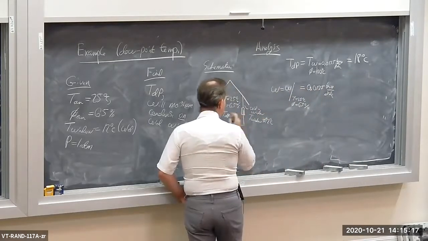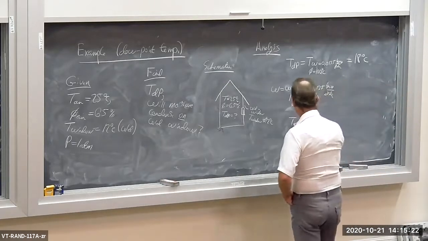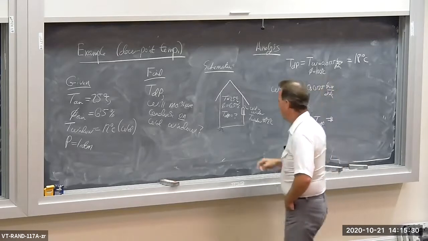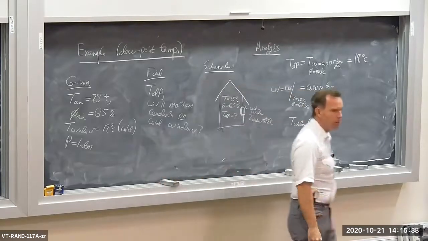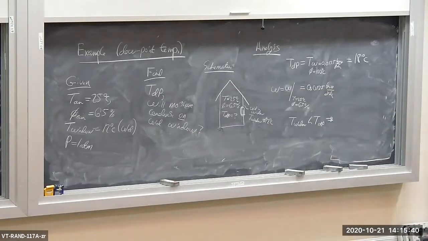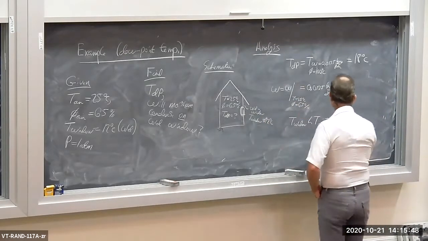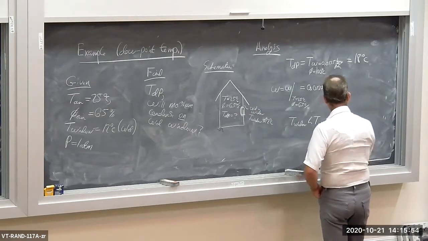Now, the window is at 12 degrees. So T window is less than the dew point temperature. That means the air around the window is colder than the dew point temperature. That means the moisture is going to start condensing on the nearest surface. What's the nearest surface? The pane of glass on the window. So we're going to get condensation. So it's supersaturated near the window.